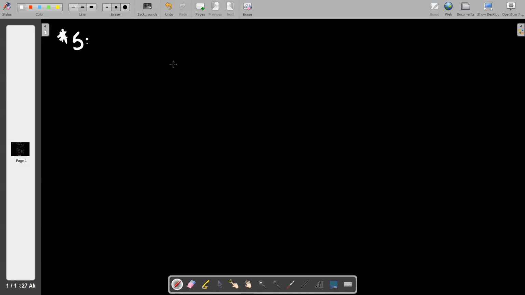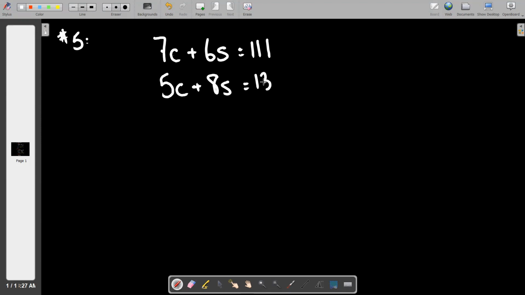So again, your C is senior citizens, and S is students. So your first equation is 7 C's, senior citizen tickets, plus 6 student tickets equals 111. And then your second equation should be 5 senior citizen tickets plus 8 student tickets is equal to 135. So this is definitely a level 3 problem. Which variable have you elected to get rid of?